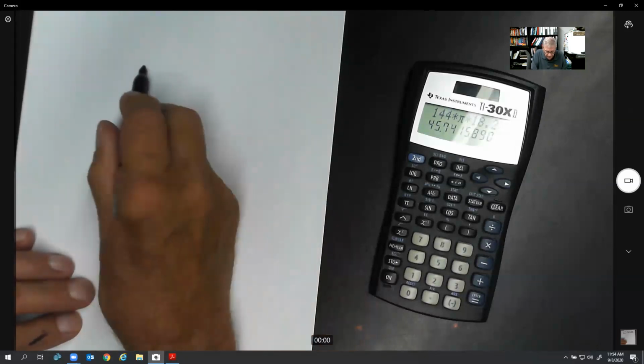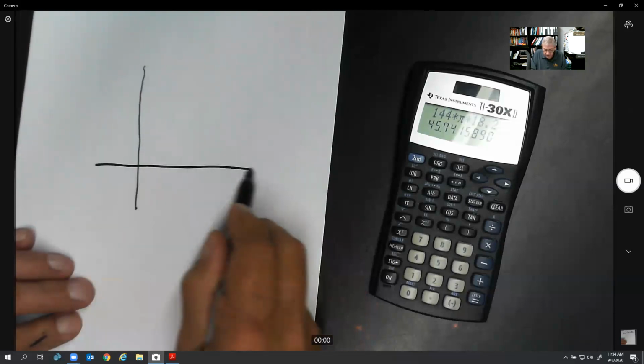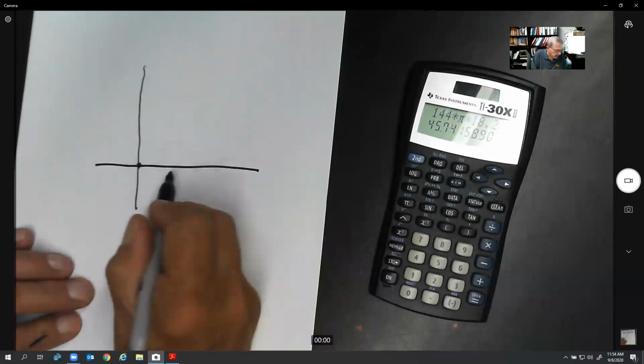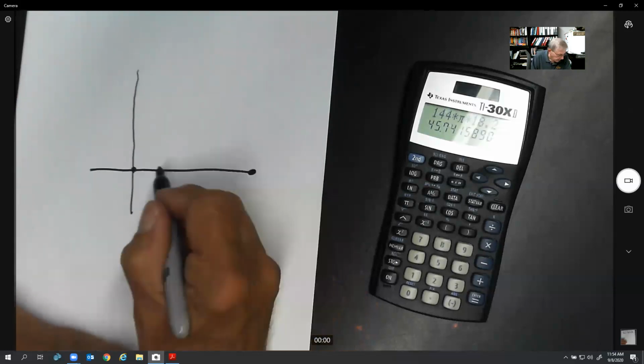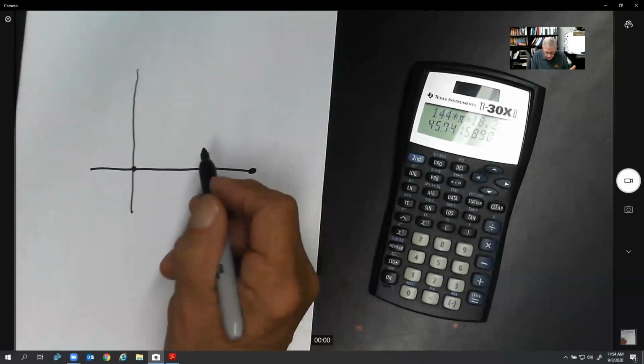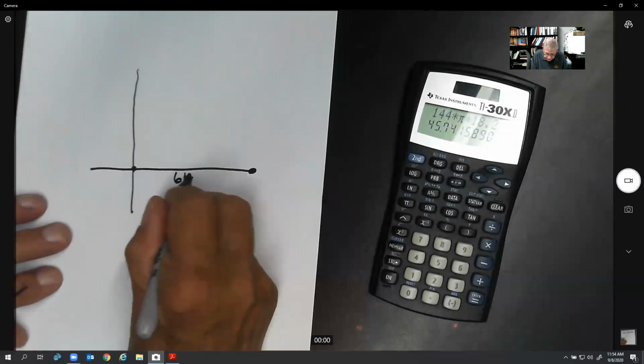So what we have here, let's draw an axis here, is the Earth. And the distance from the center of the Earth to this point on the equator here is 6,400.